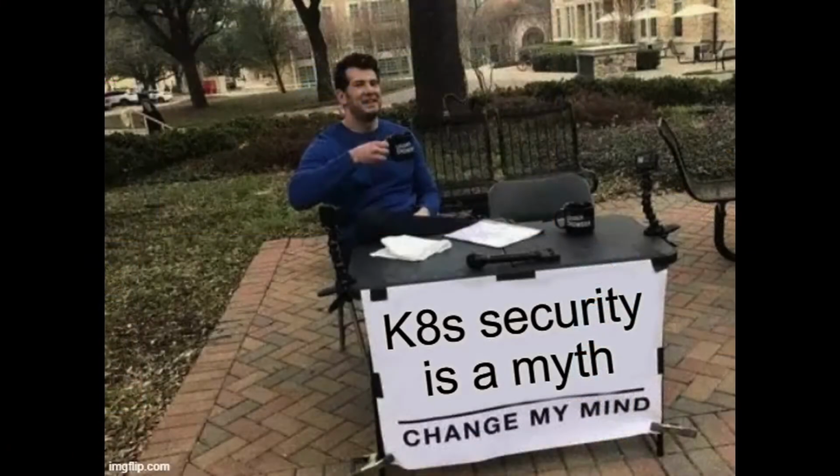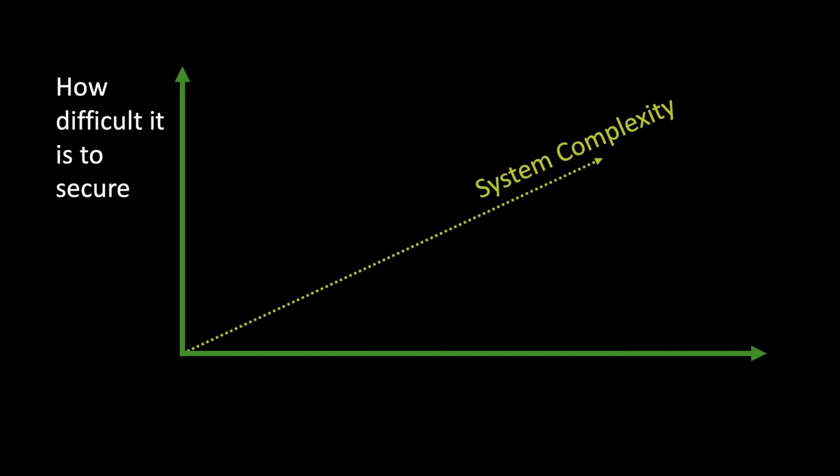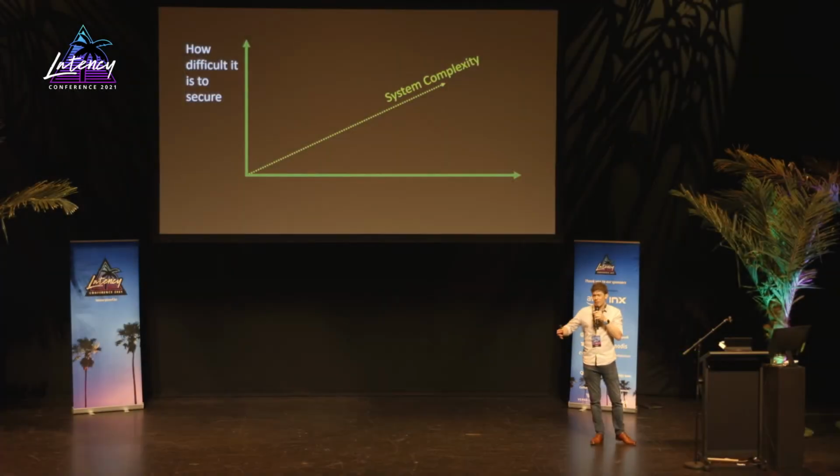So, now time to burn some social capital and make some enemies. Kubernetes security is a myth. Bold claims require bold evidence, right? Well, there are at least 2 conferences where the entire course track is dedicated to trying to get a handle on Kubernetes security. And look, obviously that's a little tongue-in-cheek, but my point is that the level of abstraction you choose to work with when designing and building a system directly impacts how hard it is to secure it.